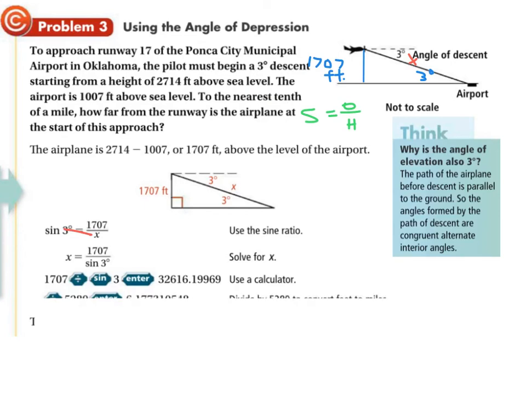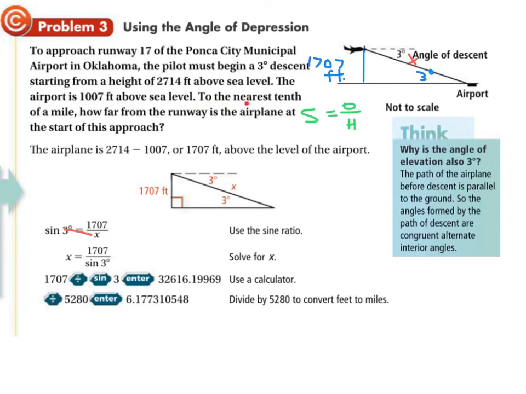So this is what it says here. You need to convert that to miles. You need to divide by 5,280, the number of feet in a mile, to split this into how many equal groups of 5,280 feet are there, or how many miles are there. So when you do that, you get 6.177, and they're rounding to the nearest tenth.